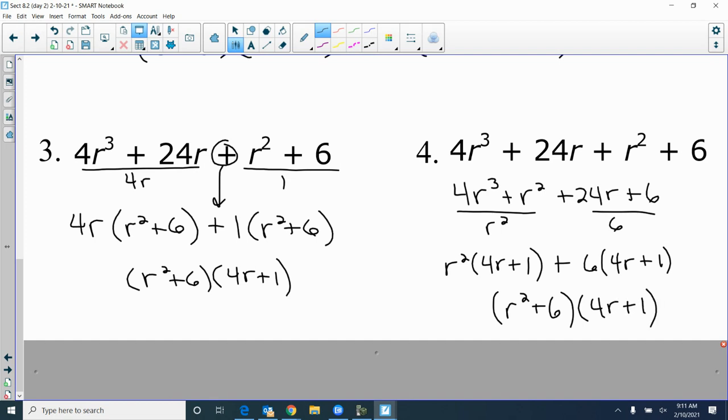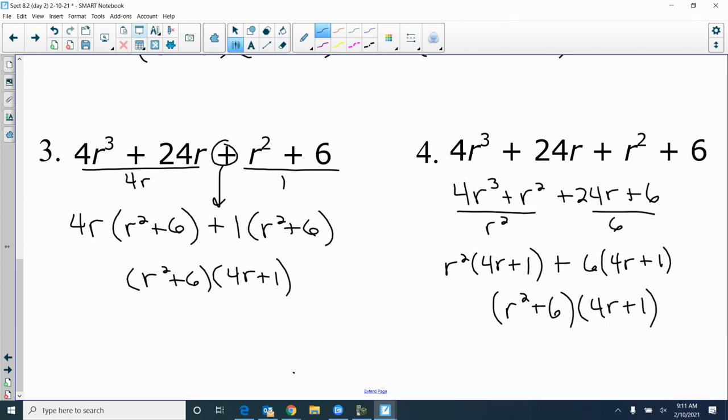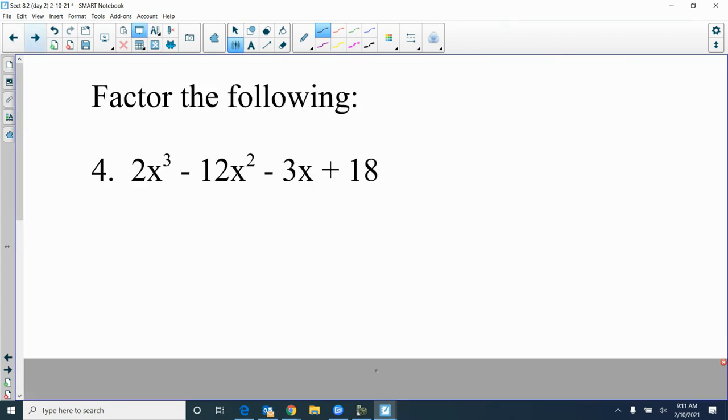And I don't necessarily know if it's easier or not. If you rearrange and put them in descending order, R cubed, R squared, sometimes people do that, handle it a little bit better. It's not like you have to, but you get a little bit different work for that one. Okay. Now, this is your number 4, right? Yeah. Okay.